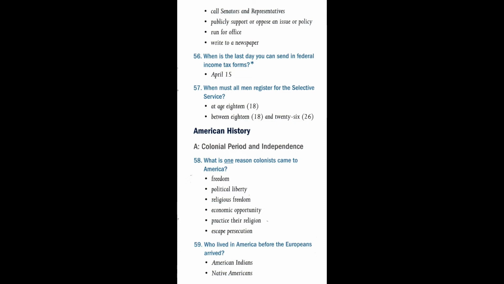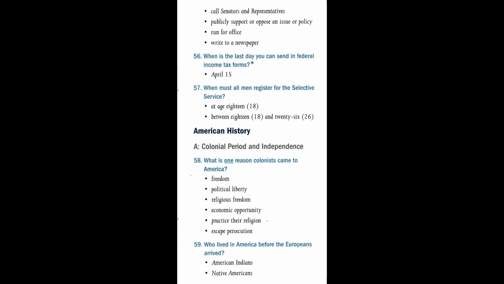56. When is the last day you can send in federal income tax forms? April 15th. 57. When must all men register for the Selective Service? At age 18. Between 18 and 26. American history. A. Colonial period and independence.